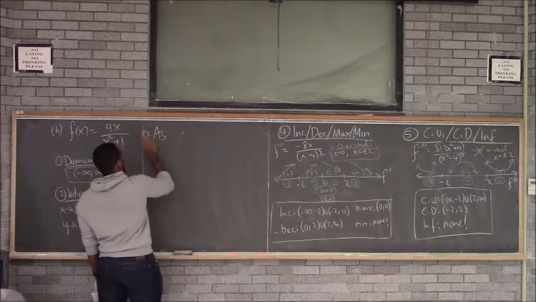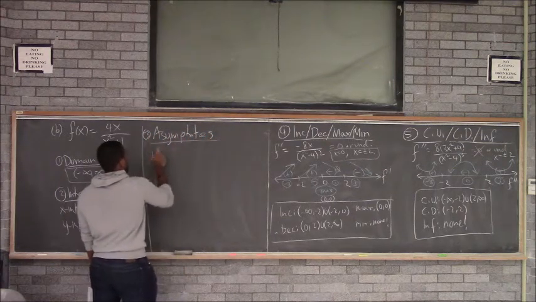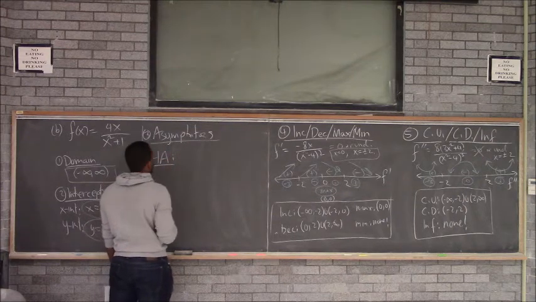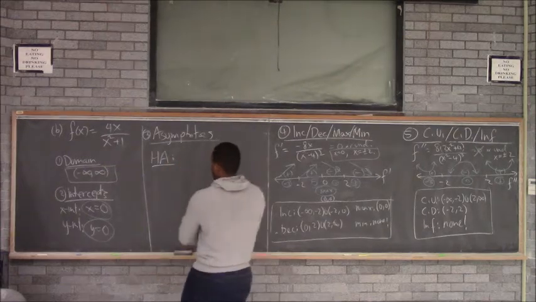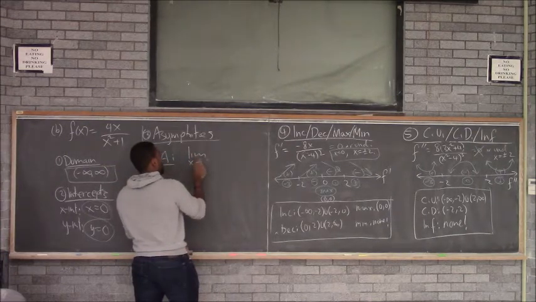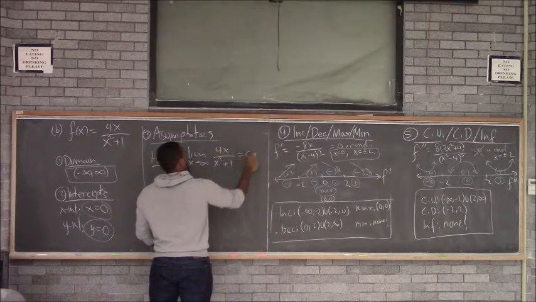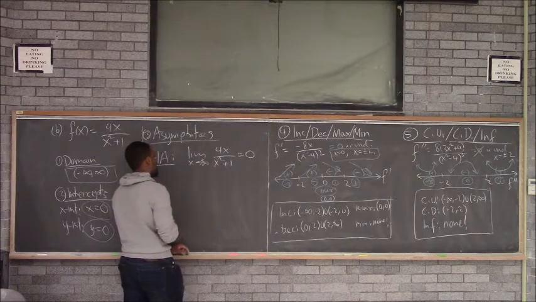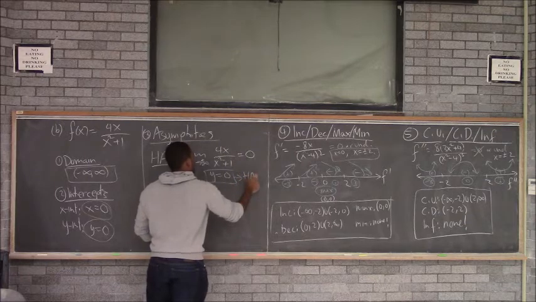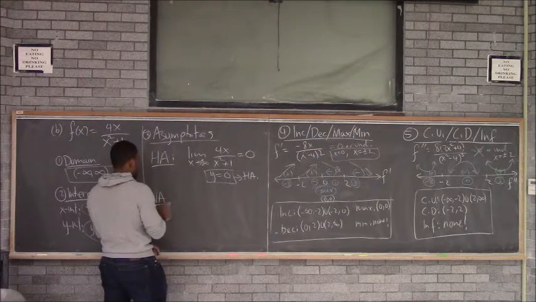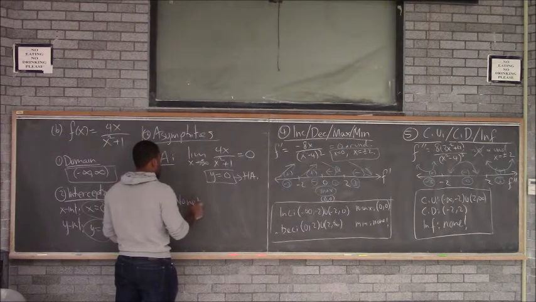Asymptotes. So that's the third thing you're going to do. Horizontal. How do you find it? Limit as x approaches infinity of the function, which is 0. Plus or minus will approach the same thing. So y equals 0 is the horizontal asymptote. Look at the vertical asymptote. There are none. Denominator is never 0.